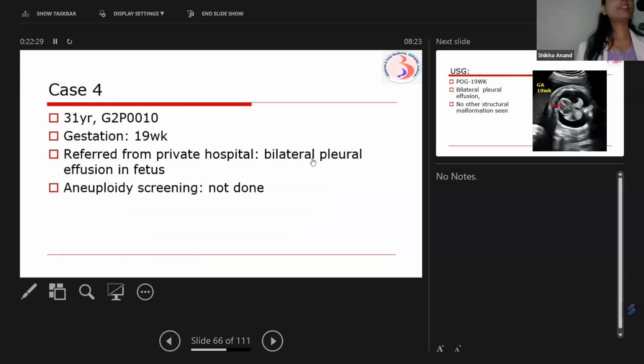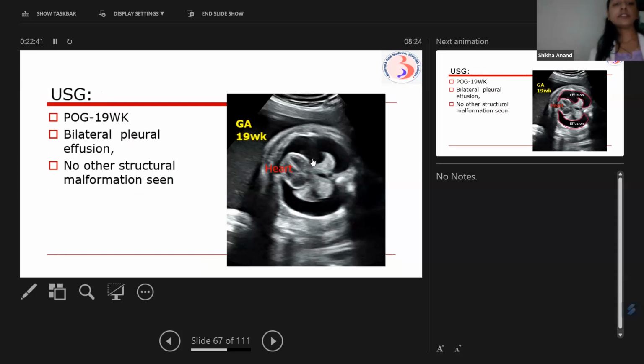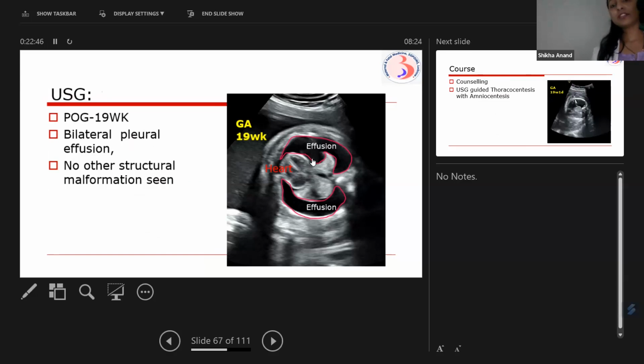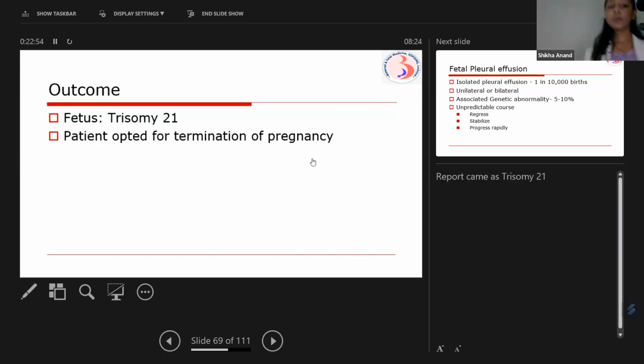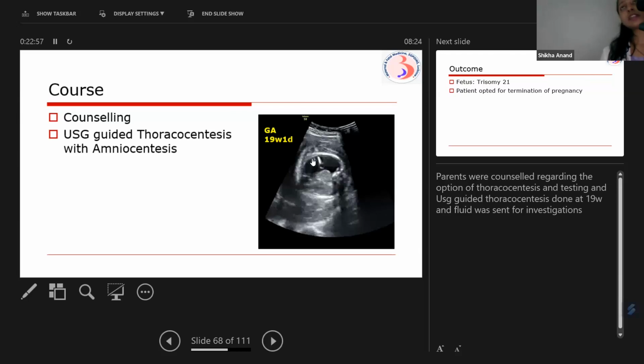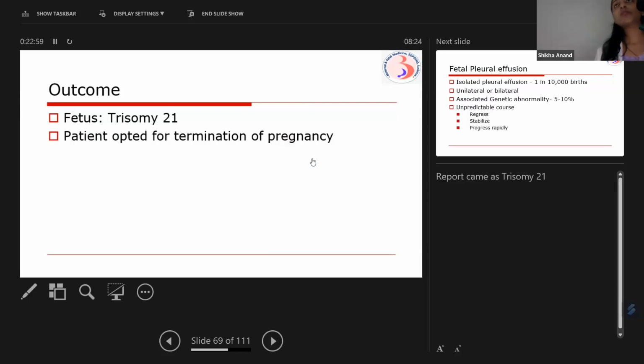A 31-year-old second gravida with one spontaneous abortion presented at 19 weeks with ultrasound suggestive of bilateral pleural effusion in the fetus. Aneuploidy screening had not been done yet. At ultrasound, we found a bilateral pleural effusion. There was no other structural malformation seen. The patient was counseled and ultrasound-guided thoracocentesis and amniocentesis was offered. The patient underwent thoracocentesis under ultrasound guidance at 19 weeks 1 day. The result came out as trisomy 21 and the patient opted for termination of pregnancy.